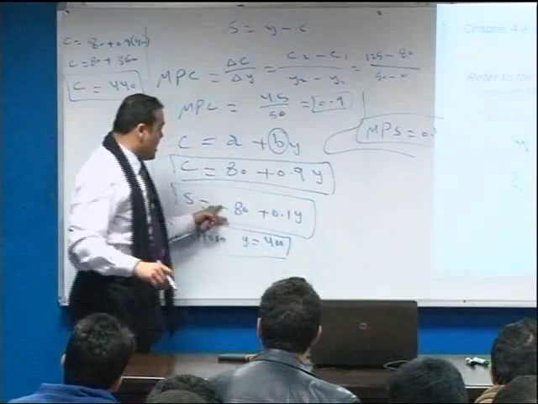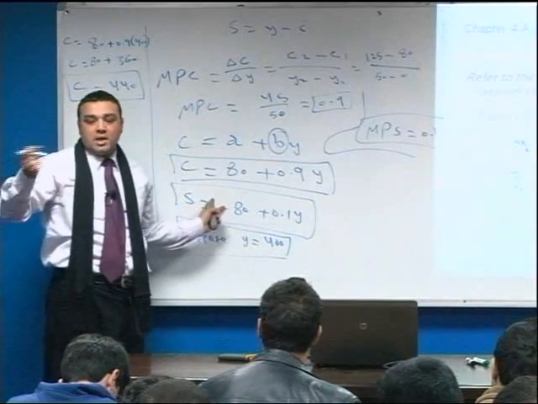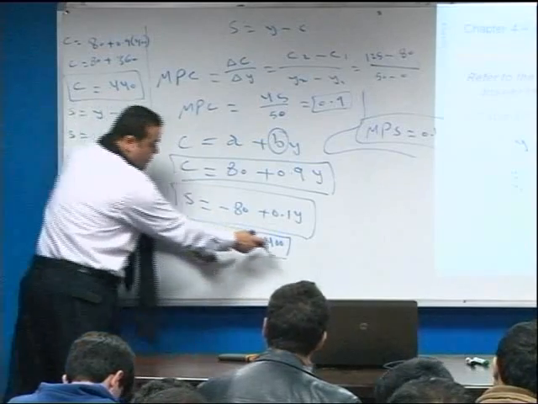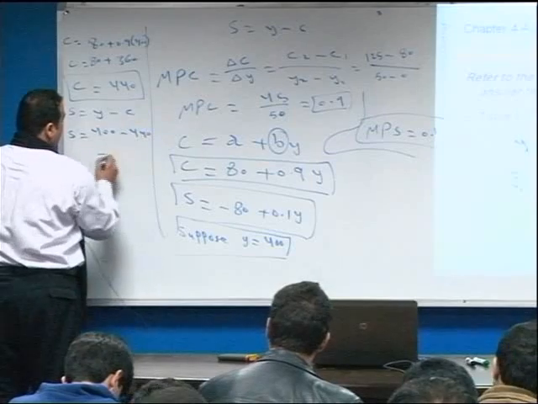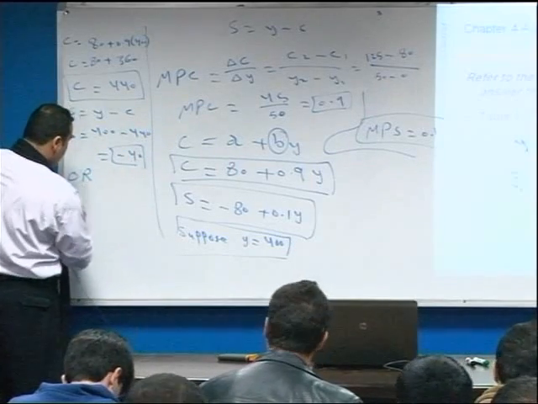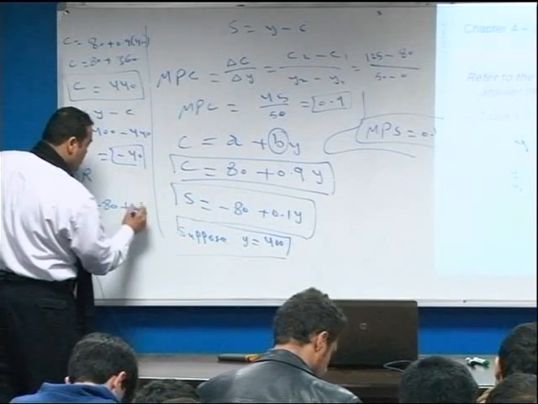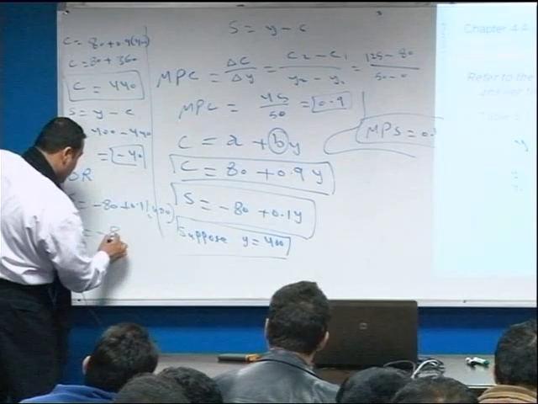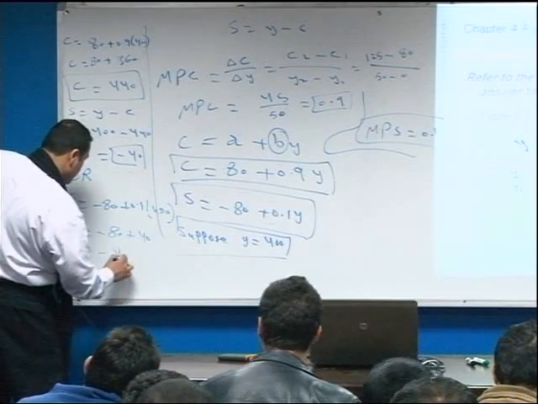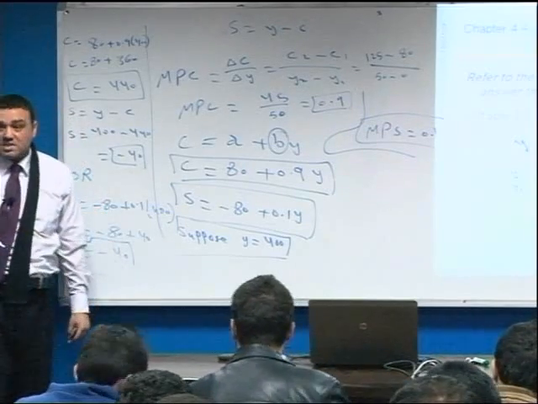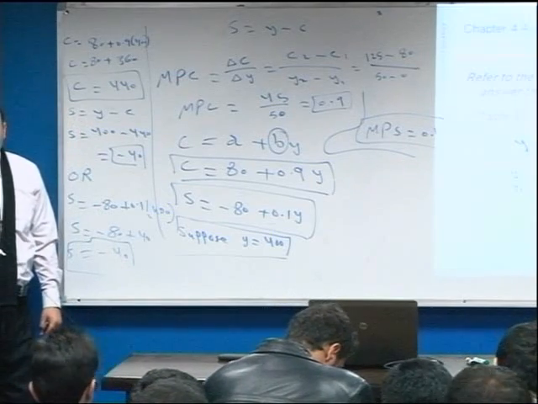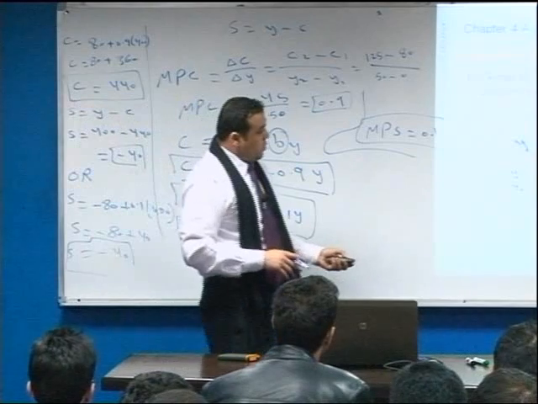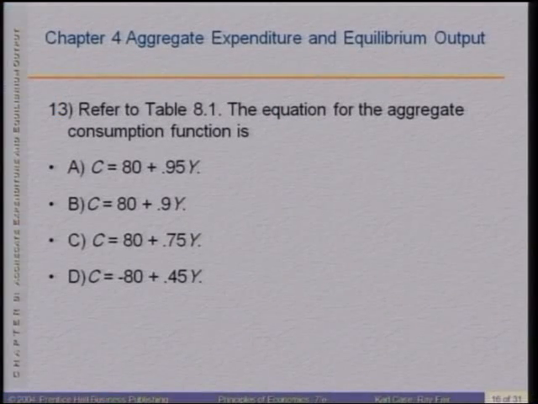We can calculate the saving by using one of the following processes. S equals Y minus C. So S equals 400 minus 440 equals minus 40. Or saving equals minus 80 plus 0.1Y, times 400. So S equals minus 80 plus 40 equals minus 40. The same result. Yes, right? Who has any problem so far? Is there a problem? Okay. We calculated the aggregate consumption function.